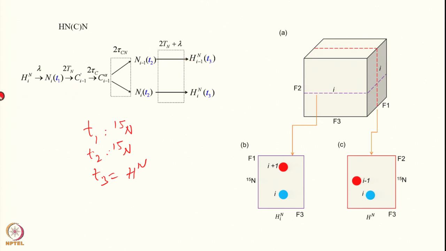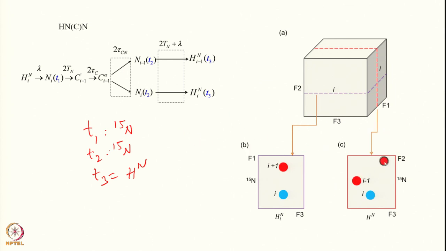because you have to write down similarly for the HN of I plus 1 also. You have to combine these, you have to write such transfer pathways for HN I, HN I minus 1 and HN I plus 1. When you do that, you will see that for the particular HN I, you will see 2 peaks, one corresponding to the N15 of I and N15 of I plus 1. You will see 2 peaks in the F1 F3 plane.